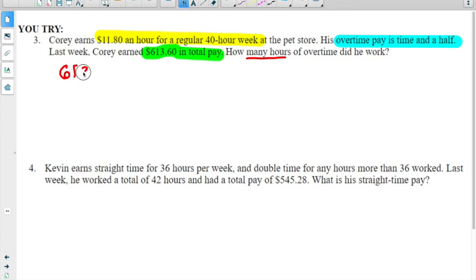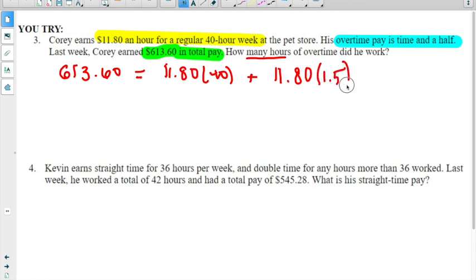$613.60 is equal to straight time pay plus overtime pay. Straight time pay is $11.80 times his 40-hour work week. Plus the overtime pay that we're looking for is $11.80, his regular hourly rate, and he's earning time and a half for overtime, so we multiply times 1.5, and that is being multiplied by H.